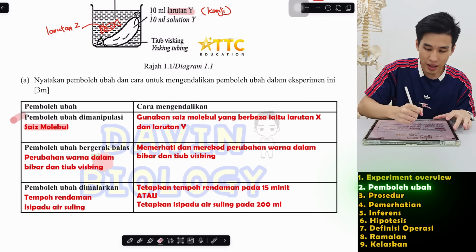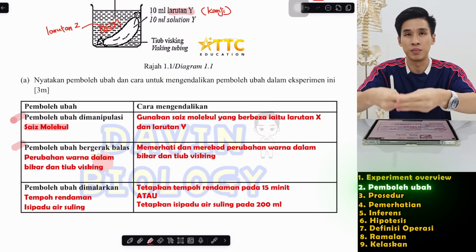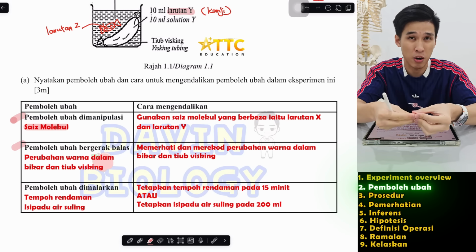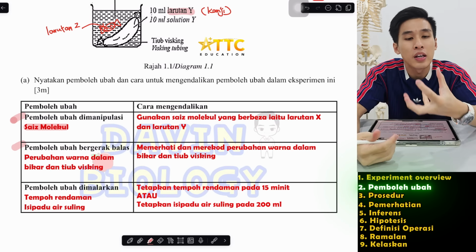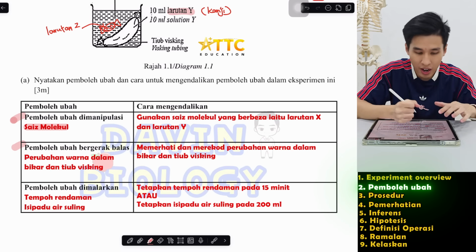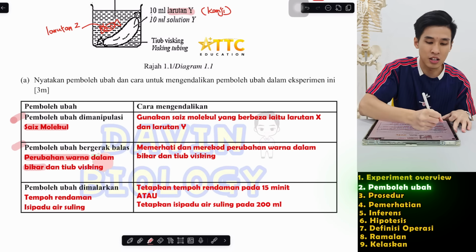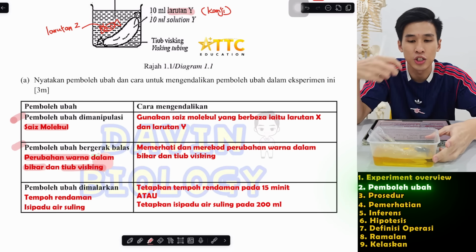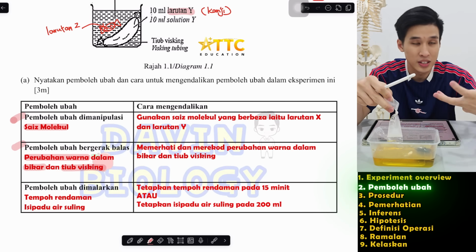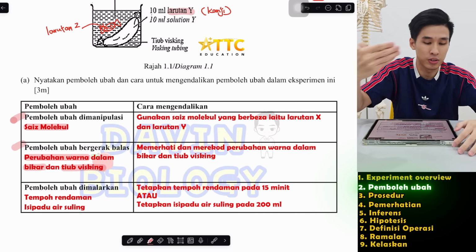So for bergerak balas 反应性变数. So bergerak balas is basically the outcome, the result of your experiment. So what is the outcome of the experiment? What am I recording in the end? So the outcome is the perubahan warna dalam beaker dan Tiub Visking. So I want to see in the end the beaker punya color got changed or not? The tube visking inside, what is the color change? Understand? So that is what am I recording at the end.